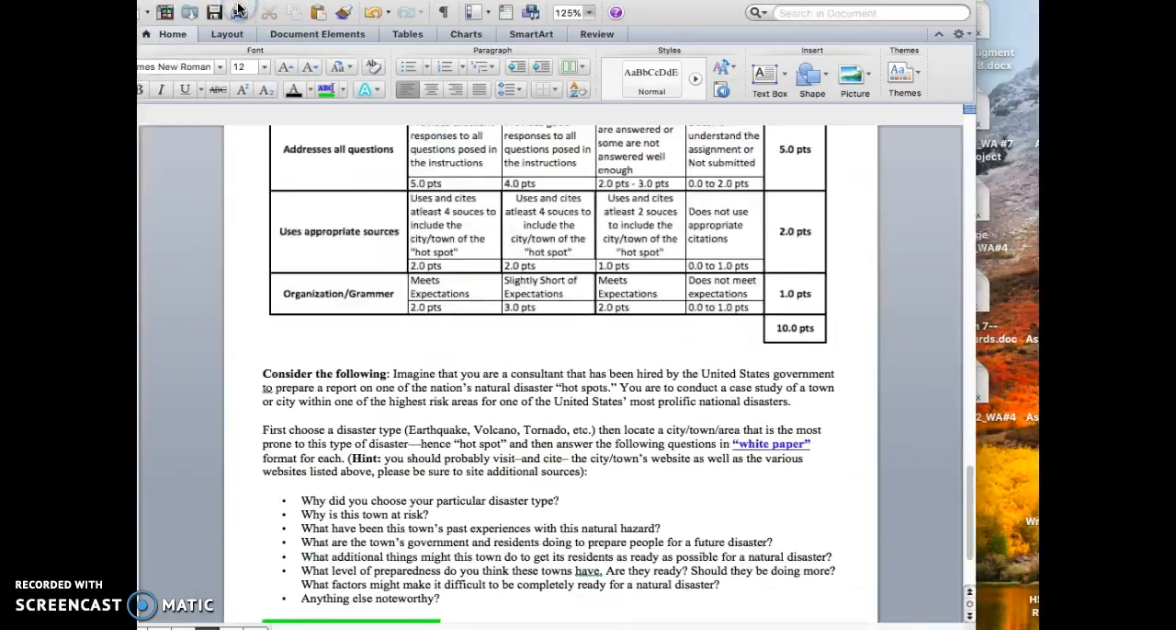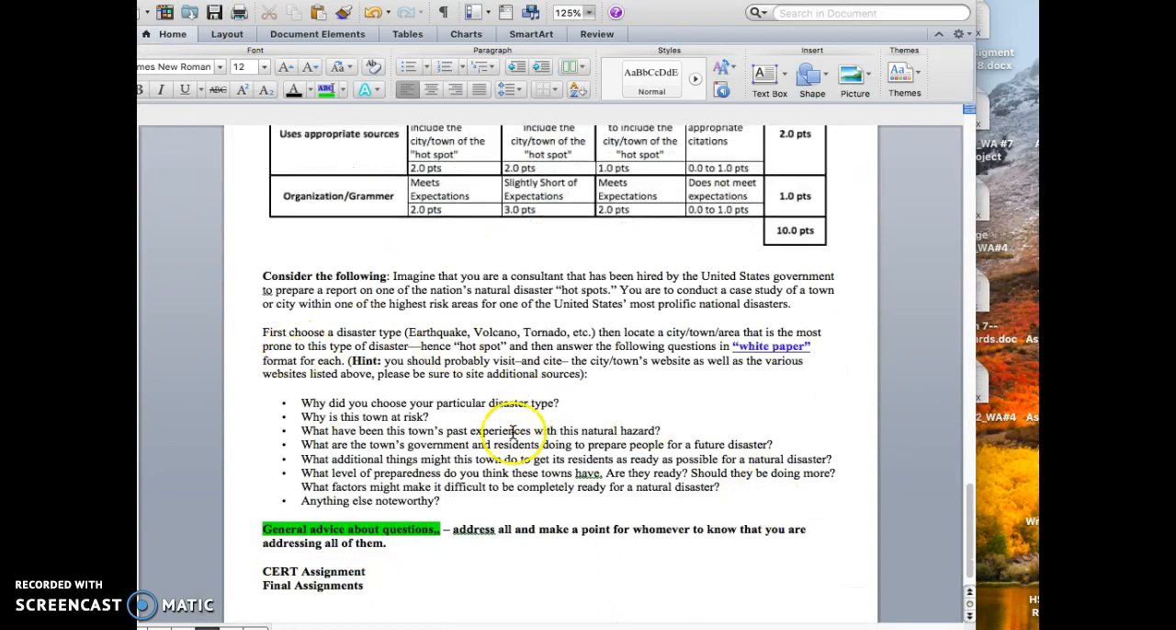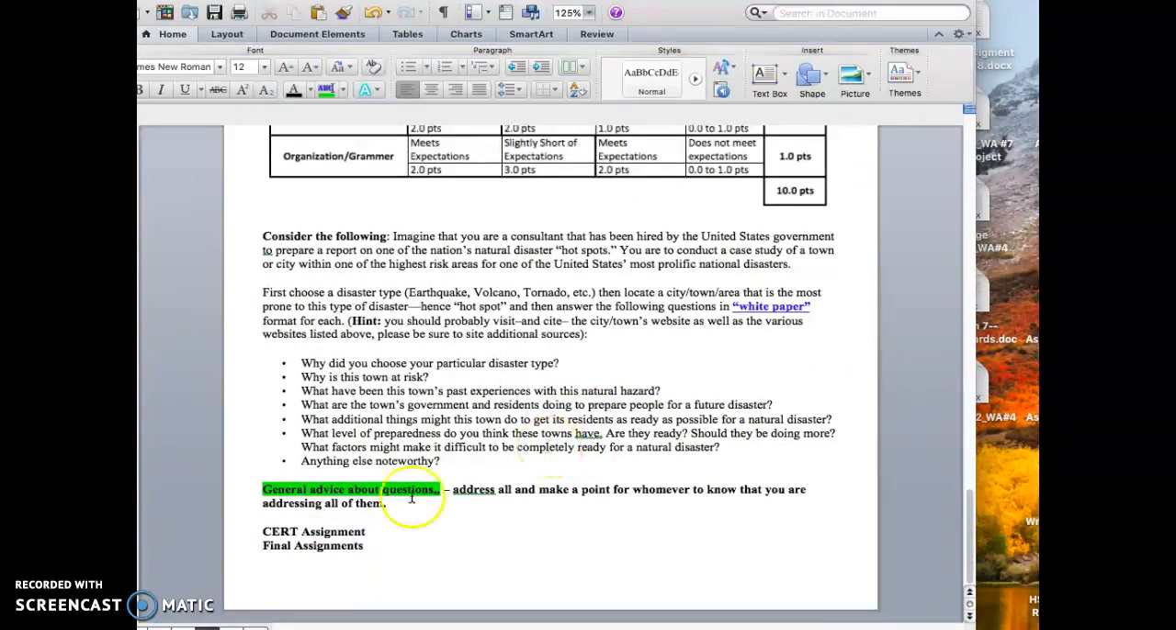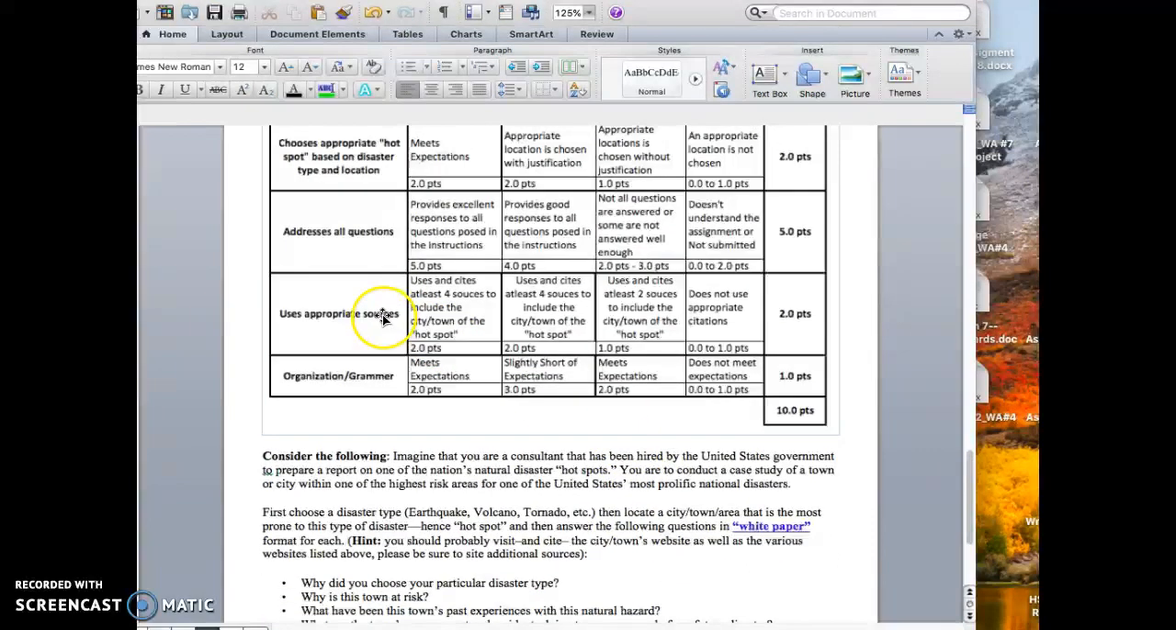Okay, let's go back here to, so hit all the questions. And I did the general advice, address all points for whomever to know what they're addressing. Okay, yes, so that's basically the sources, and let's go back up here, uses appropriate sources. I tell you how many sources you need for full credit here. Organization, grammar, meets expectations. That organization would have been, if I'm asking you specific questions, I don't want to have to fish all this information out within each paragraph. So that would have been better.